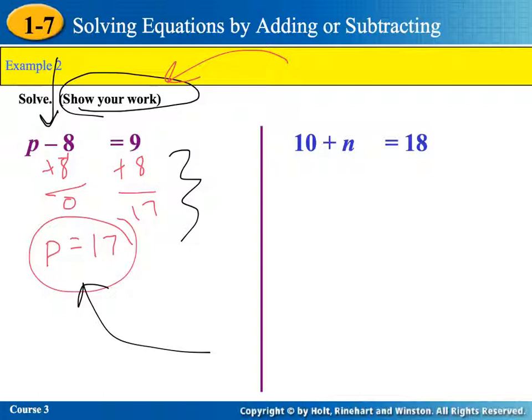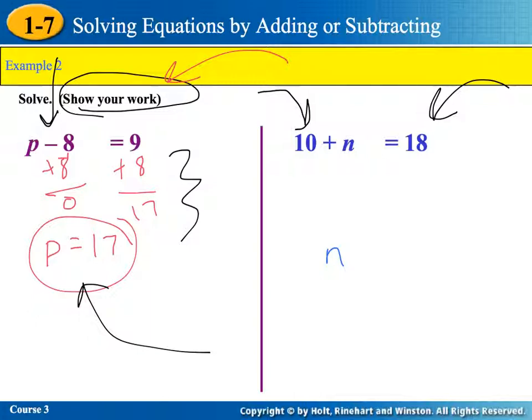Okay? Second one, we have N here. Again, we want to get N all by itself. N is a lot like P where it wants to be by itself. It wants to be sitting alone. It's comfortable alone. This 10 is bothering it. We want to put that 10 away. And this 18, I tell you what, it's lonely. It wants to be put together with another number. N wants to be by itself. The numbers want to be together. So let's do it. All right?